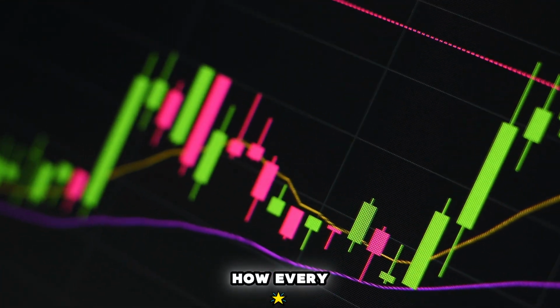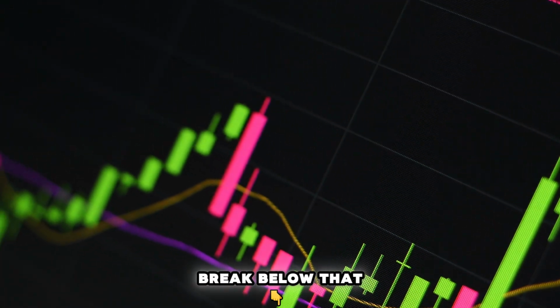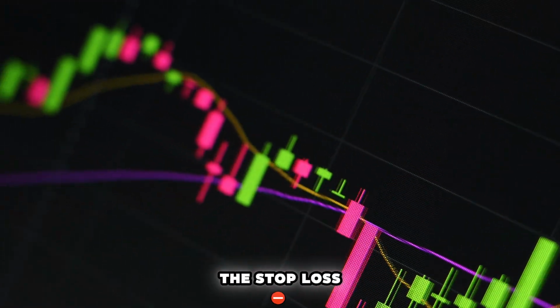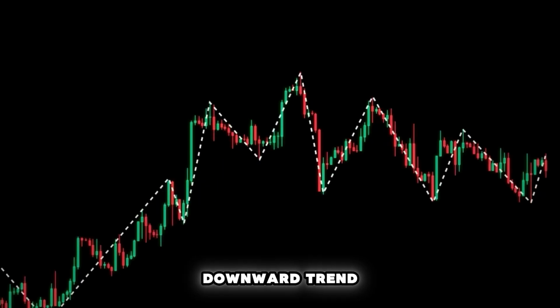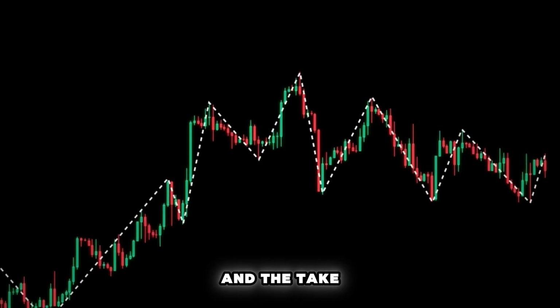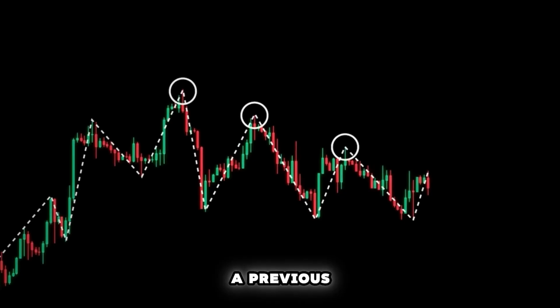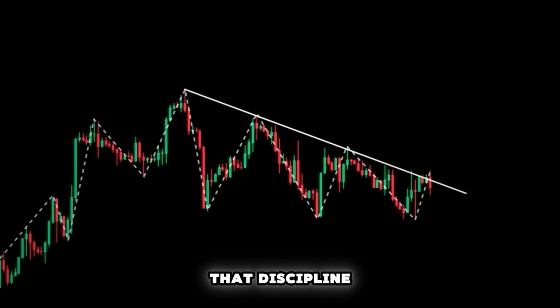Okay, let's break this down piece by piece. Just look at how every single step follows the rules we've laid out. The entry: a clean break below that major trend line. That's our breakout strategy in action. The stop loss: placed logically, right on the other side of a new downward trend line that was starting to form. And the take profit: it was set at a super clear target, a previous support level where you'd expect buyers to show up.